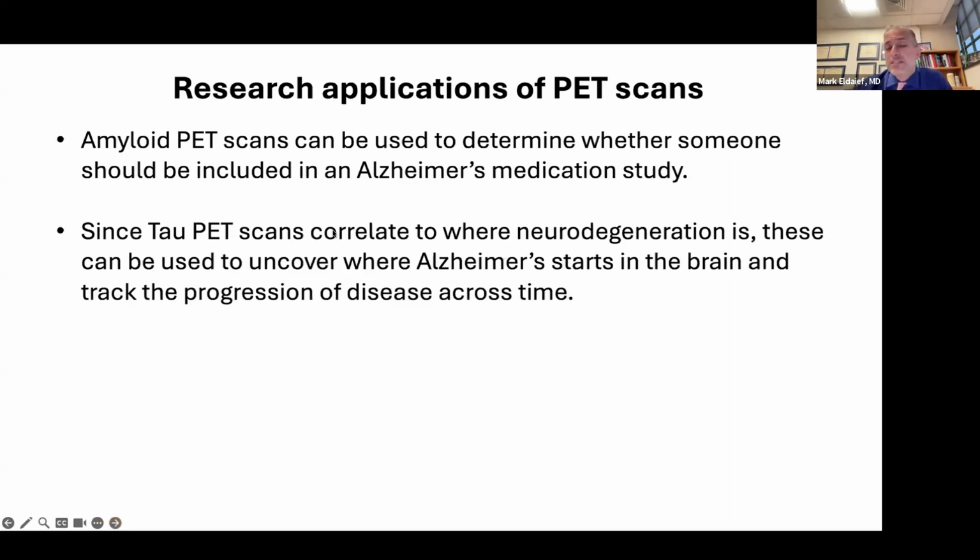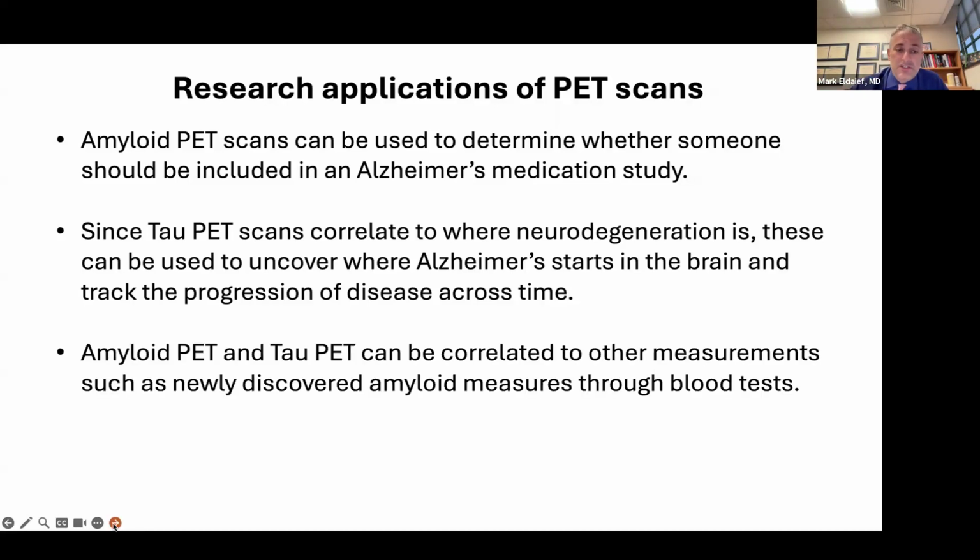Now, since the tau PET scans correlate to where the degeneration is happening in the brain, these can be used to uncover where diseases like Alzheimer's start and to track the progression of the disease across time. So we can really see across time, it starts here in the brain and it's going to spread, maybe across or within a network to this area and then to that area and then to that area. So it really helps us to understand the biology of these diseases.